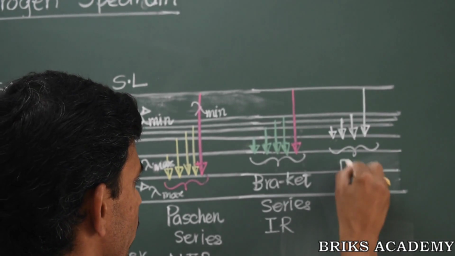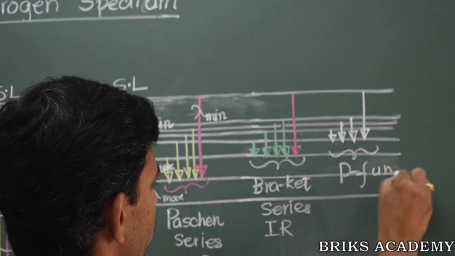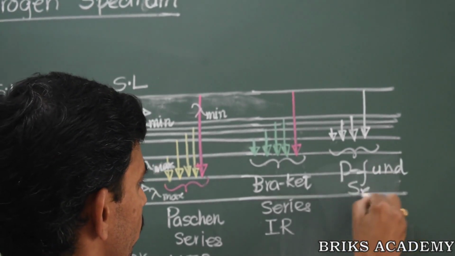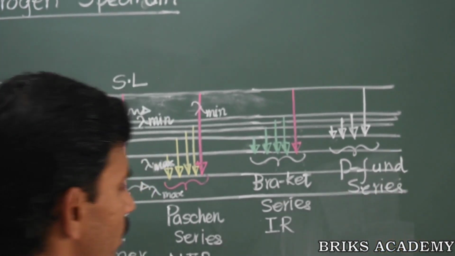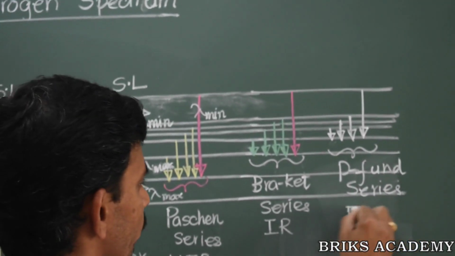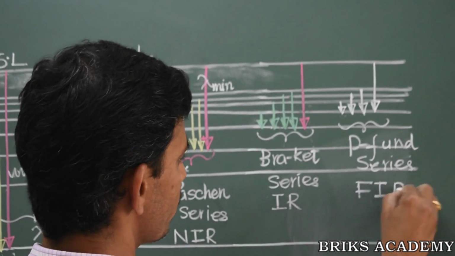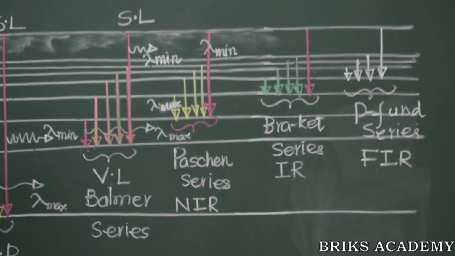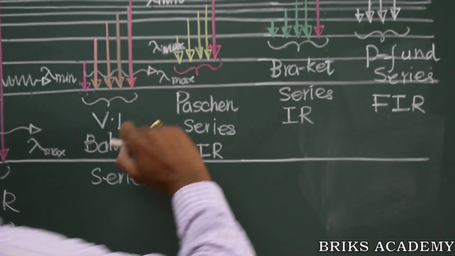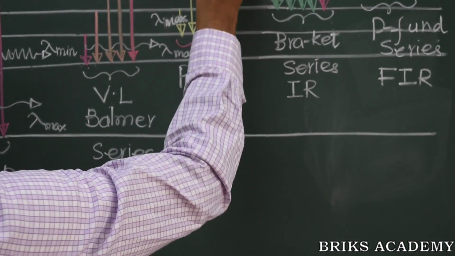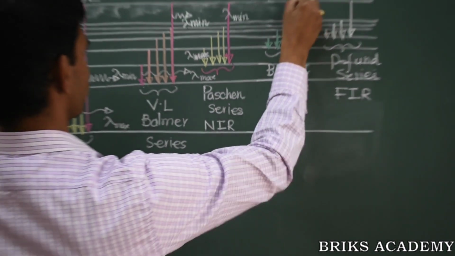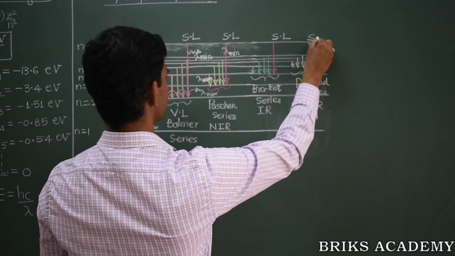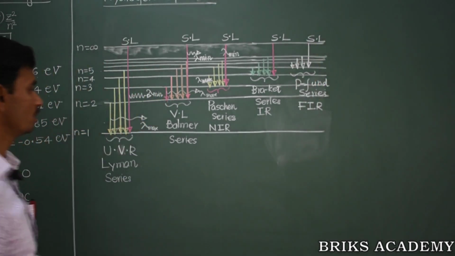And the spectral series, as I said, is the Pfund series, named after the scientist who discovered it. This will be in the far infrared radiation range. In every series, the biggest transition, as I told you, is called the series limit. That is, the minimum wavelength is called the series limit of that particular transition.